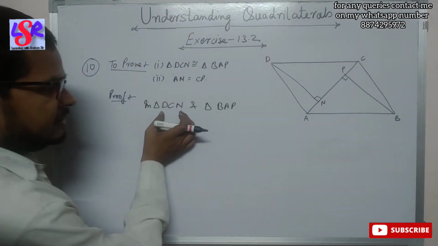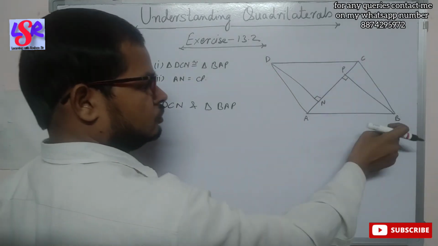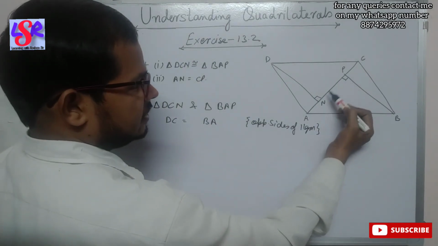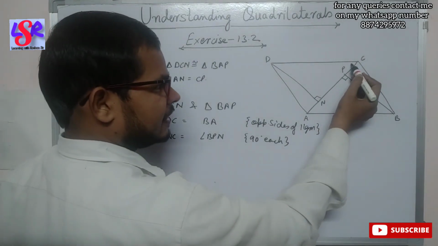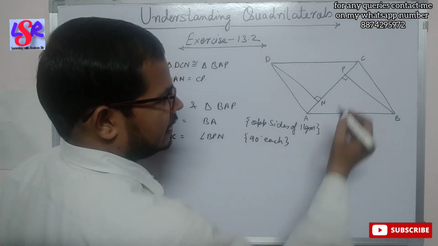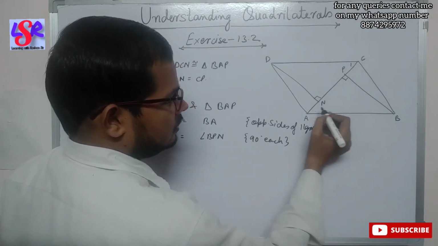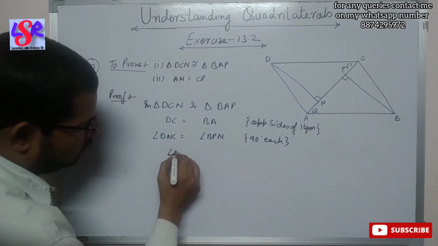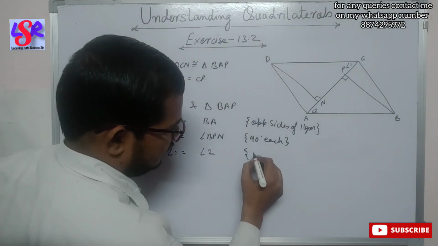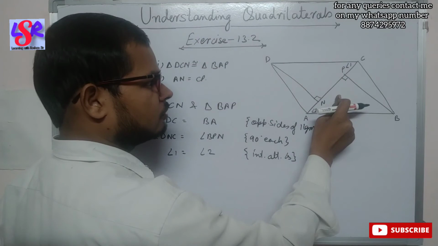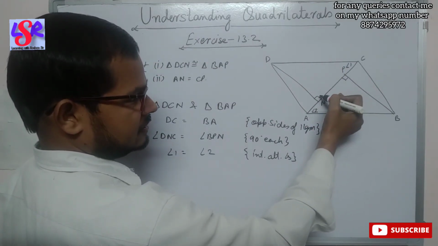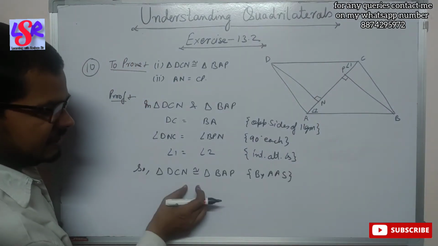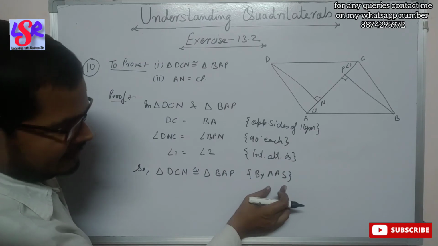So in triangles DCN and BAP, we can take DC equals BA as opposite sides of the parallelogram. Then this angle equals this one, as 90 degrees each. After that, we can take this angle equals this one as interior alternate angles. Let's name this angle 1 and this one 2. So angle 1 equals angle 2 as interior alternate angles. Now to prove these two triangles congruent, we have used this angle and this side, so it is AAS. Therefore, triangle DCN is congruent to triangle BAP by the AAS congruency criteria.